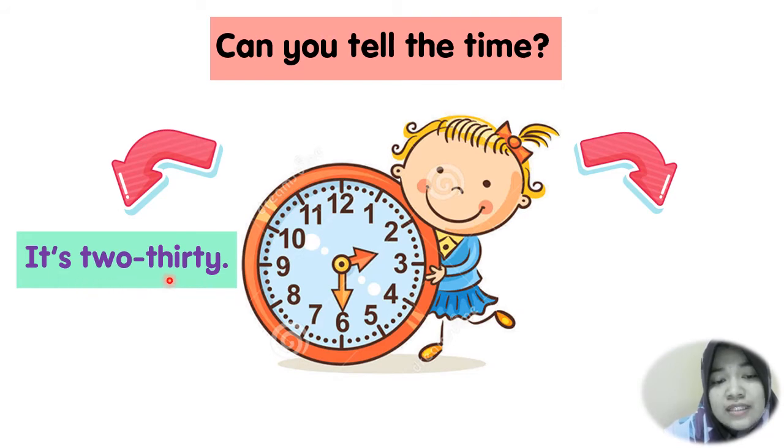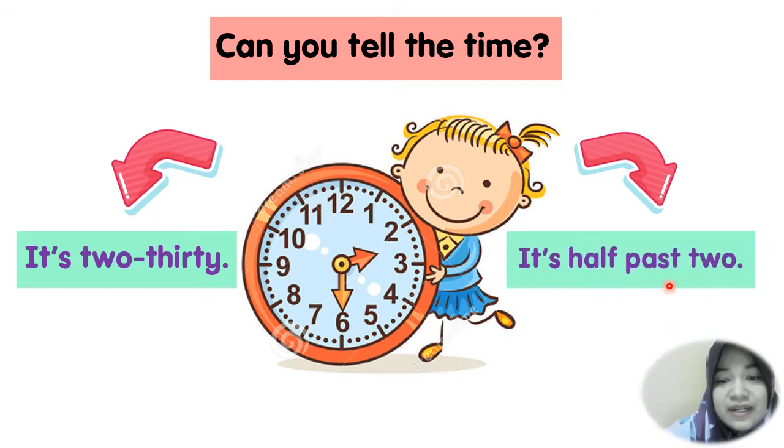It's 2:30. The clock's hand here, and the other clock hand is here. So it's 2:30. Or you can write in this way. It's 2:30. So look at here.